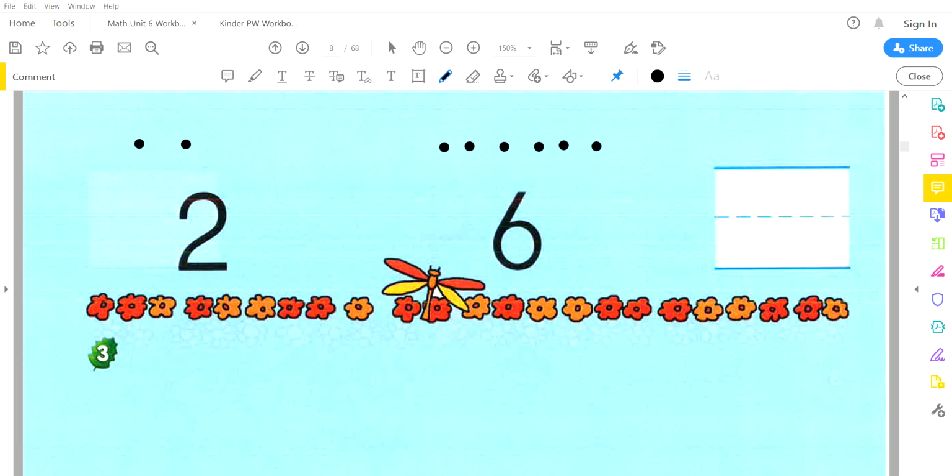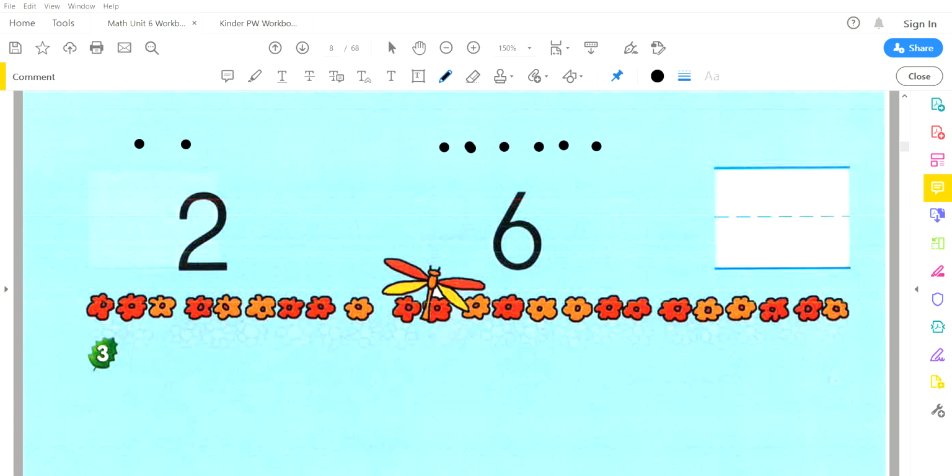All right, let's see how many there are in all when I count on. We say our first number, 2, and then we count on. 2, 3, 4, 5, 6, 7, 8. There are 8 in all.